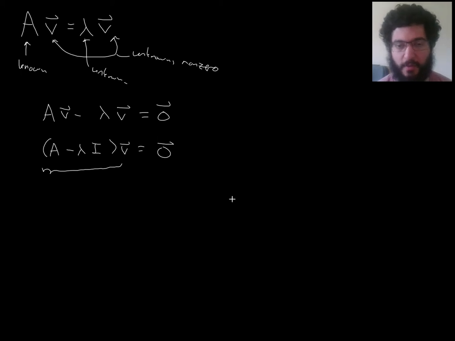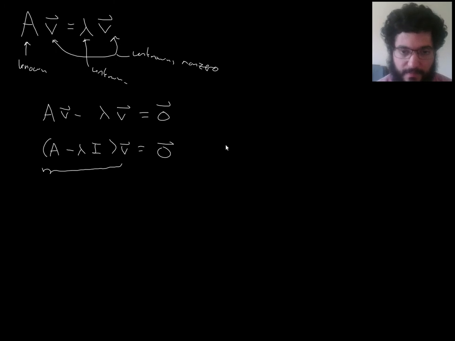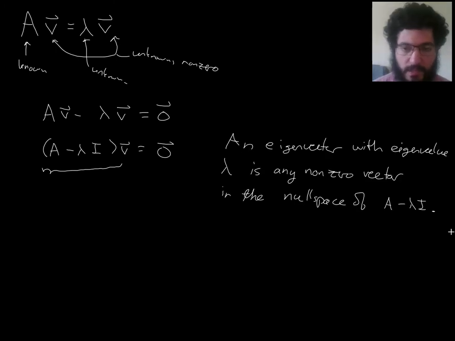We have another description of what eigenvectors and eigenvalues are. Instead of saying an eigenvector is just something that gets scaled by the matrix, we could say this. An eigenvector with eigenvalue lambda, we could have just defined it as, it's the same thing, any non-zero vector that is in the null space of A minus lambda identity. So take this matrix, A minus lambda identity. The non-zero vectors in its null space are exactly what we mean by eigenvectors with eigenvalue lambda.